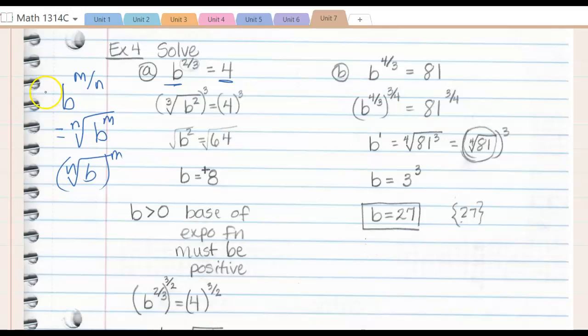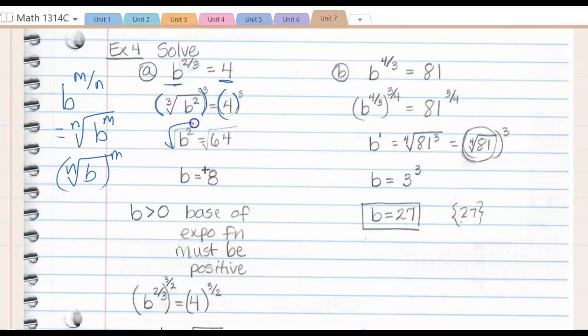So you notice that I've put in b to the 2/3 to be the cube root of b squared. And now we have a radical equation that we need to solve, which was covered in the last unit. So now I'm going to get the cube of both sides. Remember, I put one set of parentheses on the left, one set of parentheses on the right, and I'm going to cube both sides, and that's going to give me b squared is equal to 64.